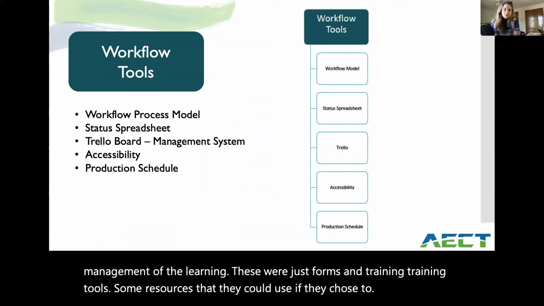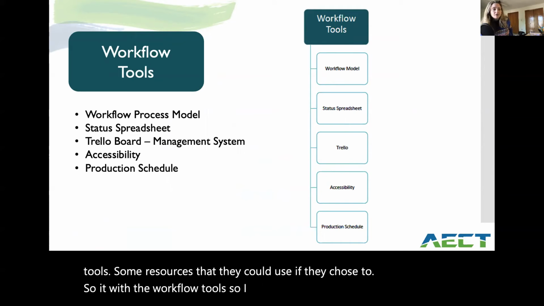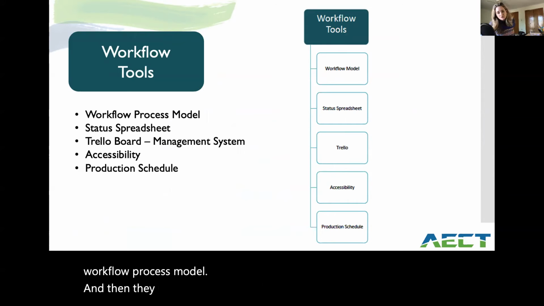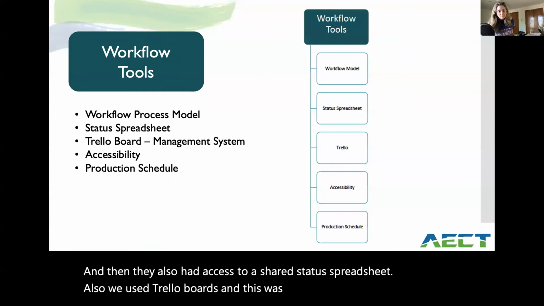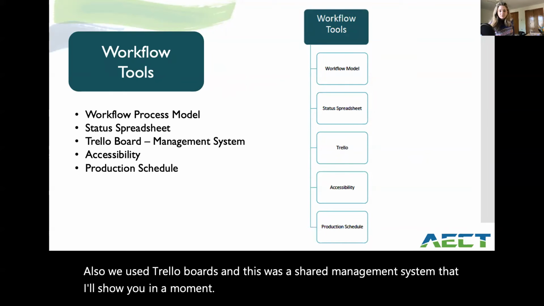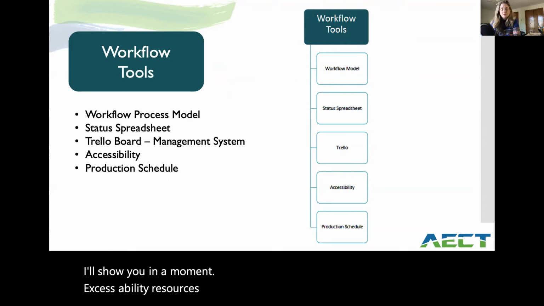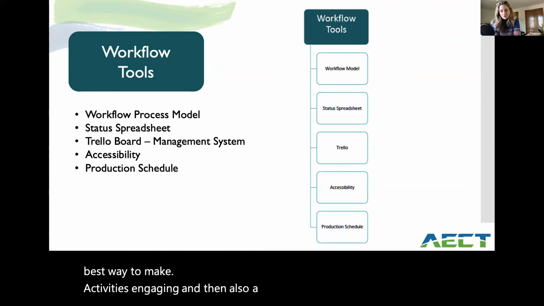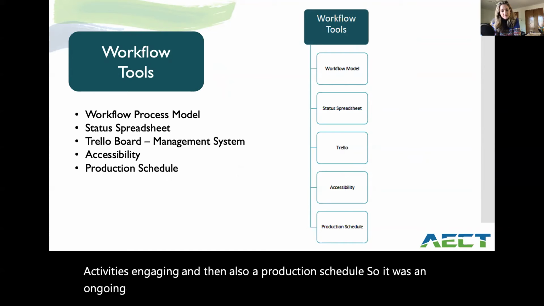So it began with the workflow tools. So I would provide them a copy of the workflow process model. And then they also had access to a shared status spreadsheet. Also, we used Trello boards, and this was a shared management system that I'll show you in a moment. Accessibility resources to try to give them some tools and training on the best way to make activities engaging, and then also a production schedule. So it was an ongoing changing production schedule as things came up.